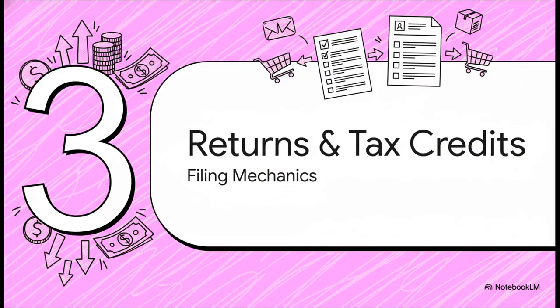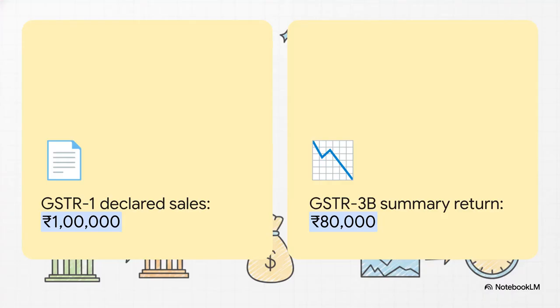All right, Section 3, Returns and Tax Credits, focusing on filing mechanics. We're going to walk through the actual forms, and more importantly, how you get your money back. This is where staying compliant actually pays you back. So there's a vital interplay between your different GST forms. Mistake number 5 is a mismatch between your GSTR1 and your GSTR3B. Just to recap, your GSTR1 details your sales, while your GSTR3B is the summary return where you actually pay the tax.